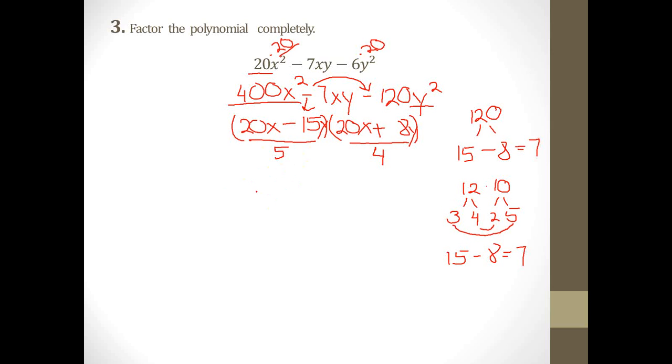So after dividing, I'm left with 4x, and then 15 divided by 5, 3y, that's my first factor, and 20 divided by 4, so we get 5x plus 2y. And this is my final answer.